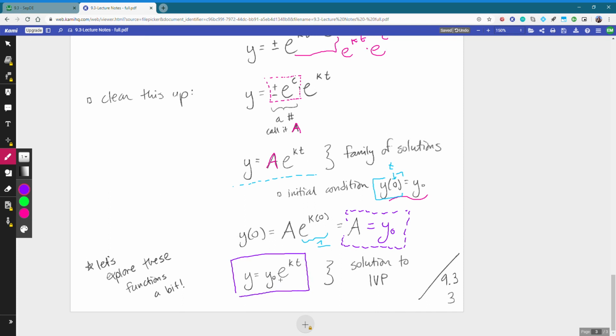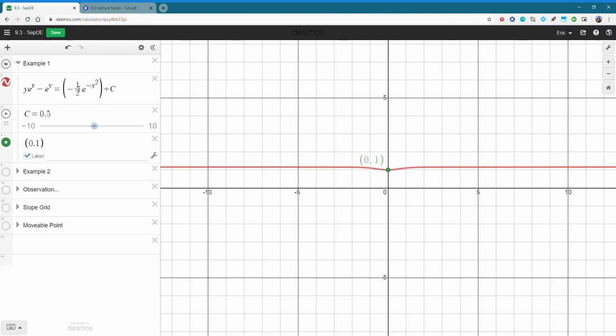And so there is our particular solution to this initial value problem. And so what I'd like to do is just explore these a little bit using Desmos, see what these look like, and see what happens as we change these parameters. Let's bring up the same sheet.